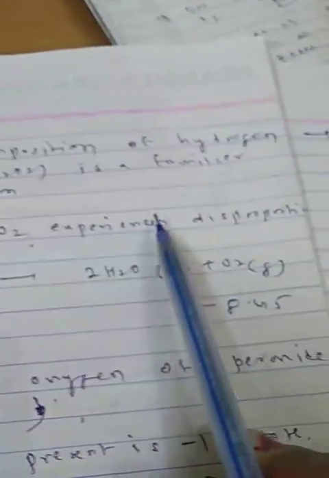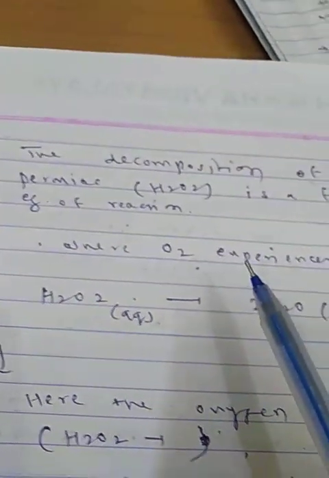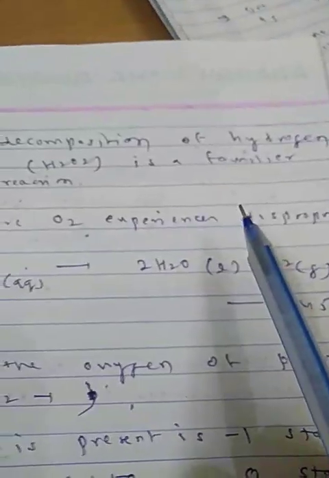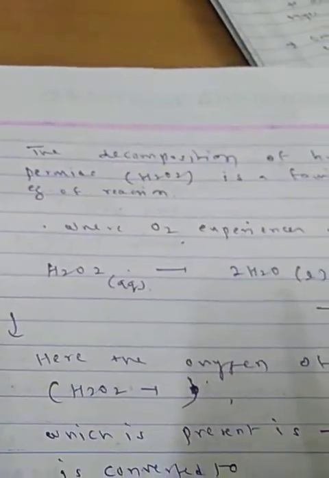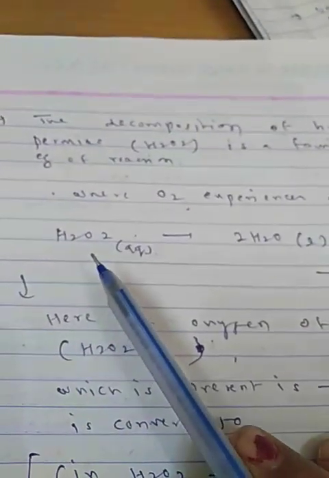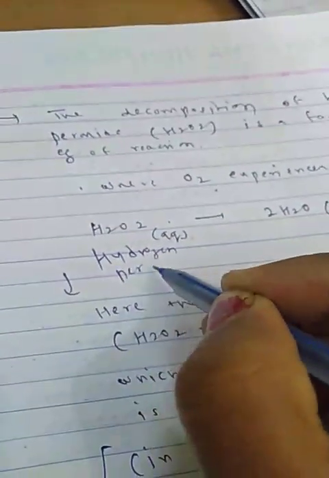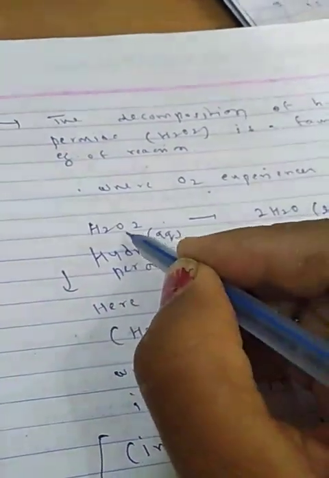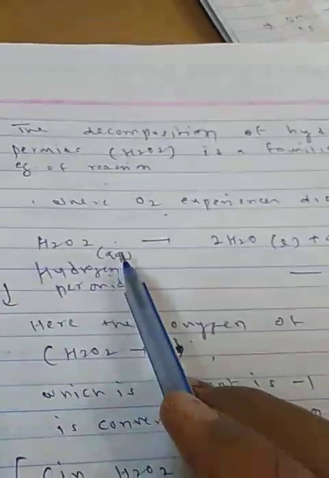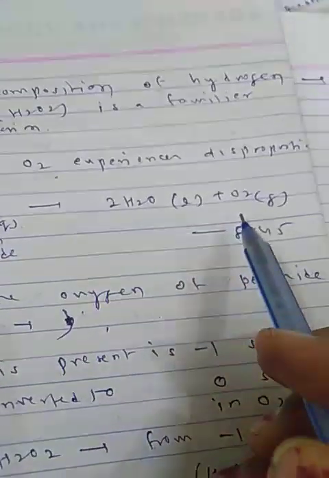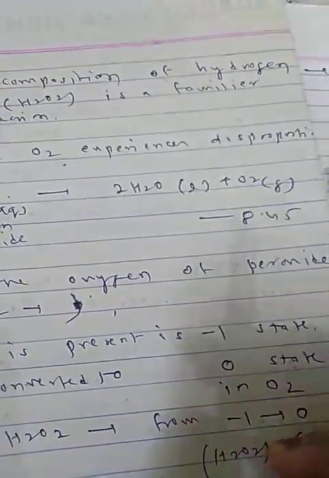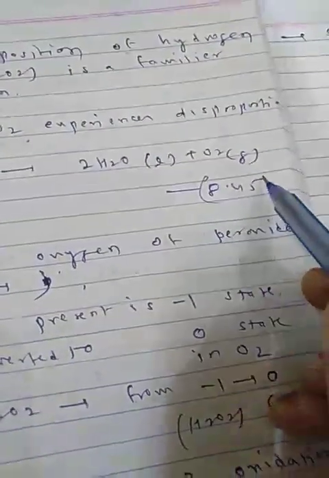The decomposition of hydrogen peroxide, H2O2, is a familiar example of this reaction, where oxygen undergoes disproportionation. How? See, this is hydrogen peroxide. I am writing hydrogen peroxide, which is going to decompose into H2O and oxygen. H2O is liquid, oxygen is gas. This equation is called 8.45.